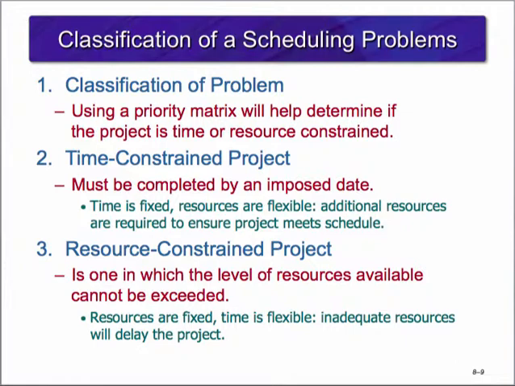A time-constrained project is one that must be completed by an imposed date. Time is fixed, resources are flexible. Additional resources are required to ensure the project meets its schedule. A resource-constrained project is one in which the level of resources available cannot be exceeded. Resources are fixed and time is flexible. Inadequate resources will delay the project.